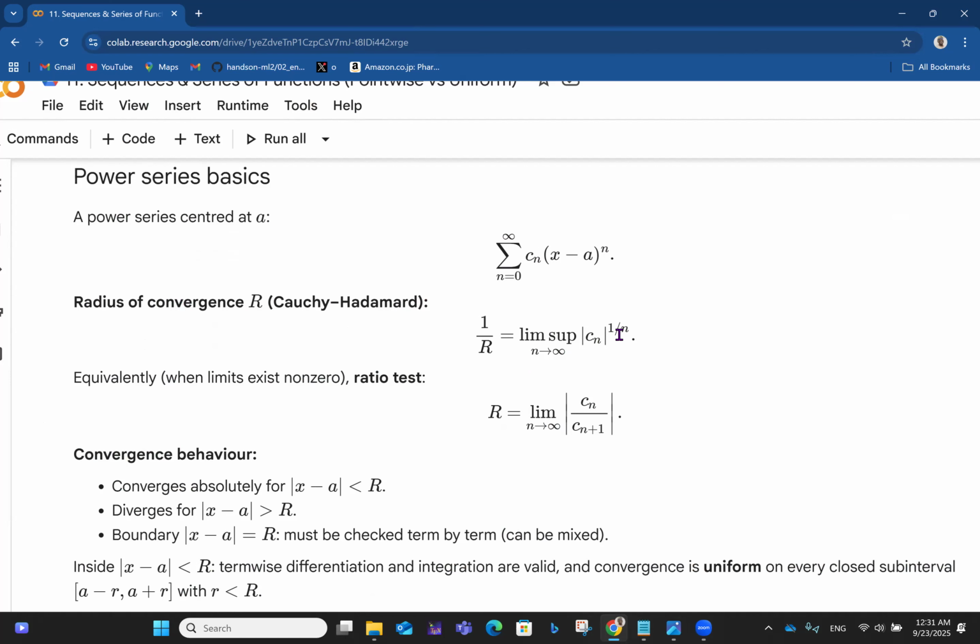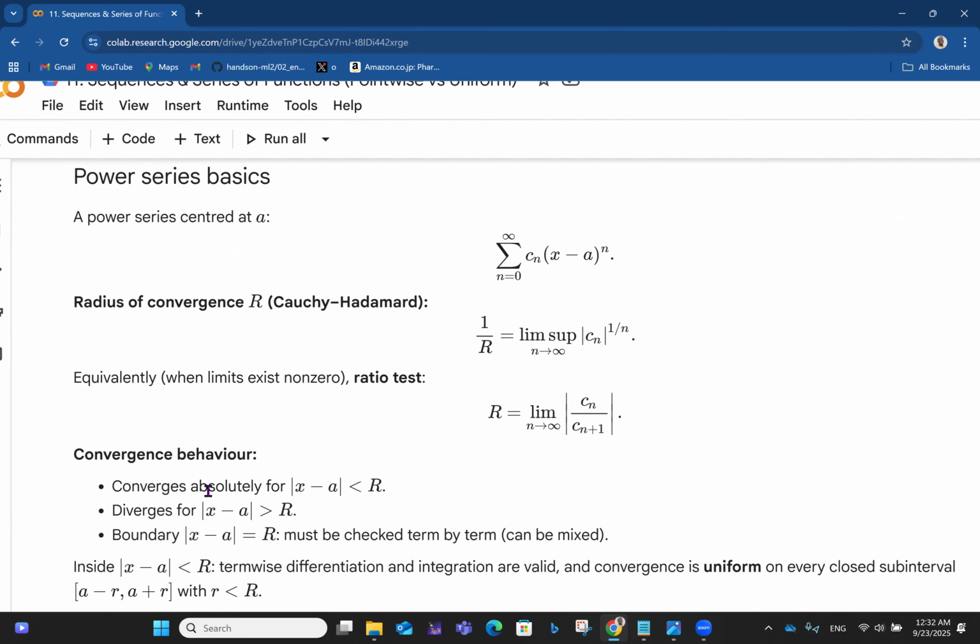So if you check the playlist on power series, I explained how to derive the radius of convergence for each kind of series. Equivalently, when limits exist and are non-zero, we have the ratio test such that R is equal to the limit as n approaches infinity of the absolute value of Cn over Cn plus 1. And then we also have the convergence behavior.